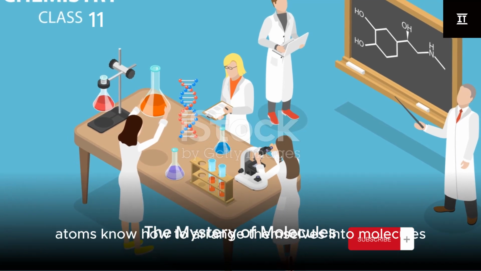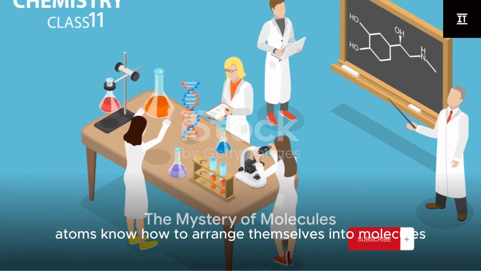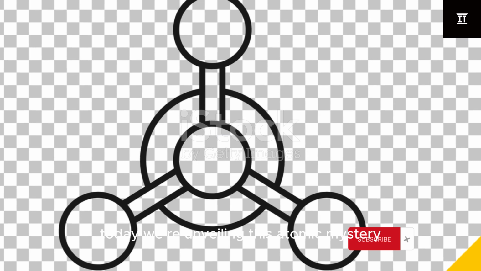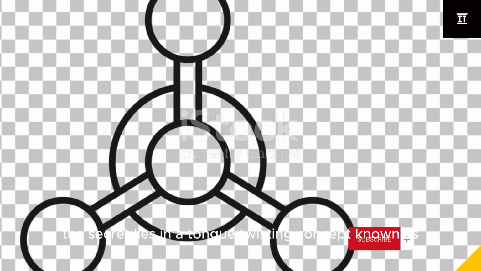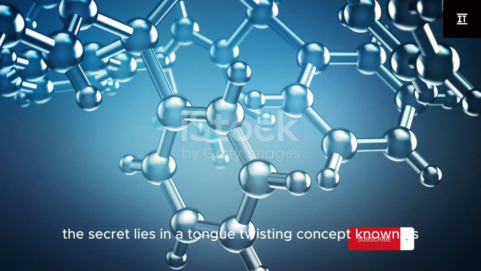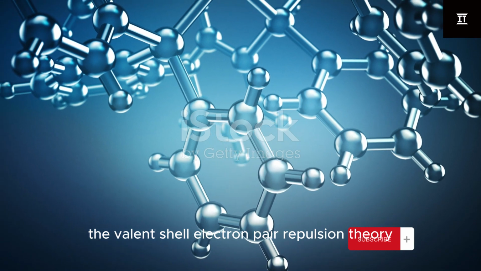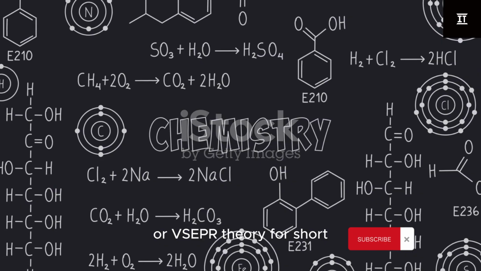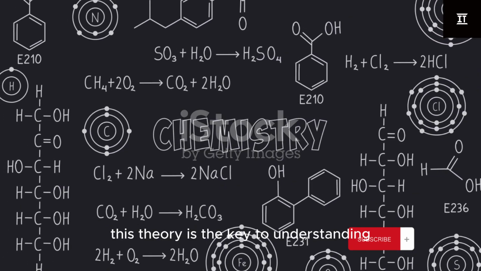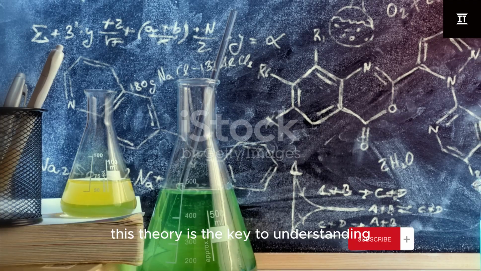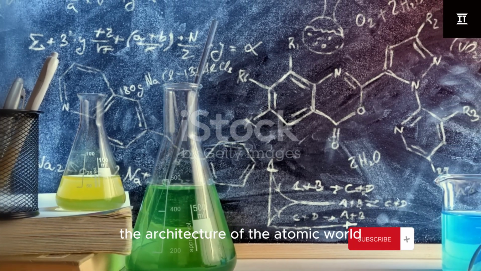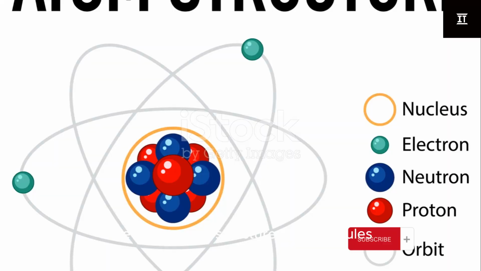Ever wondered how atoms know how to arrange themselves into molecules? Today, we're unveiling this atomic mystery. The secret lies in a tongue-twisting concept known as the valence shell electron pair repulsion theory, or VSEPR theory for short. This theory is the key to understanding the architecture of the atomic world, the shapes and structures of molecules.